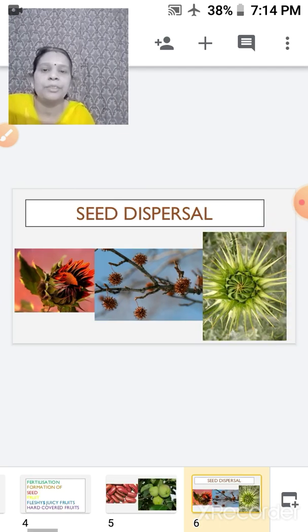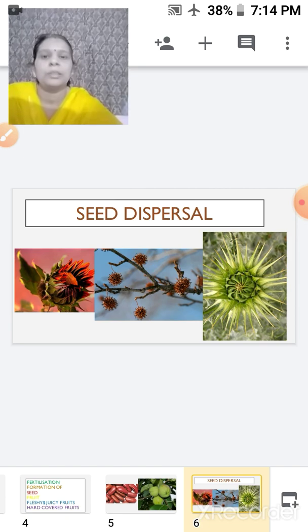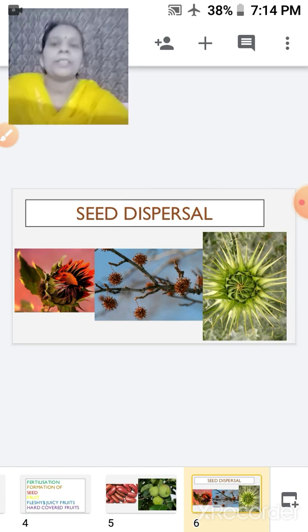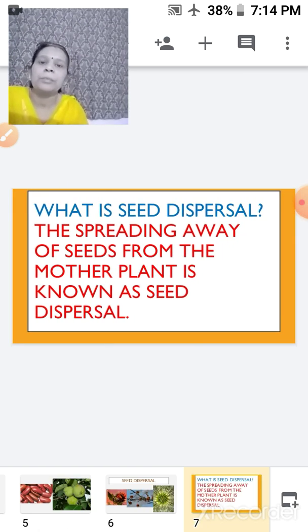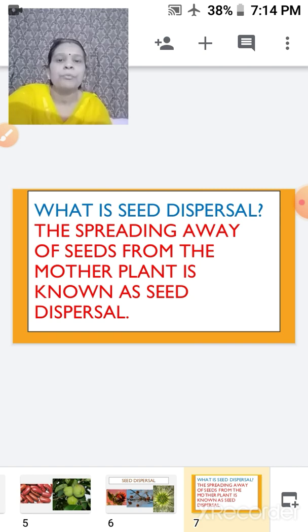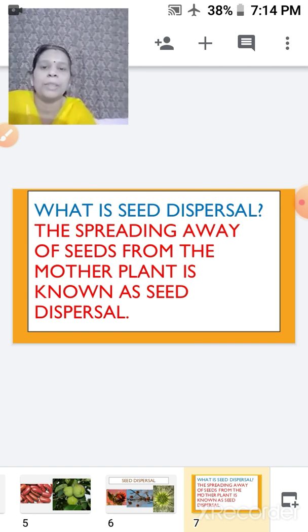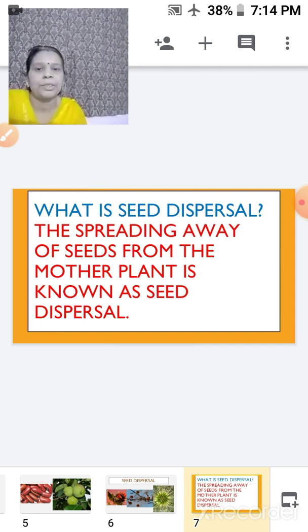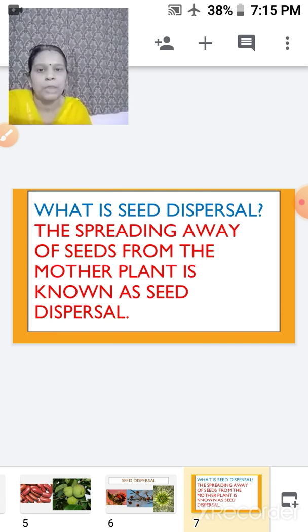So today, children, we will be studying seed dispersal. Now, what is seed dispersal? In simple terms, it is the spreading away of the seed from the mother plant to a far off place. That means when any seed moves away from the mother plant, it is known as seed dispersal.